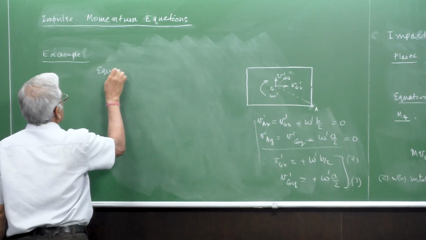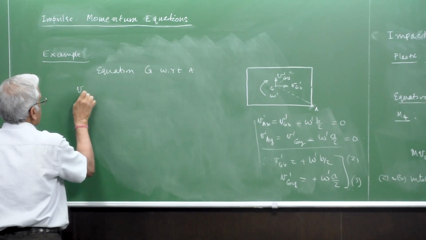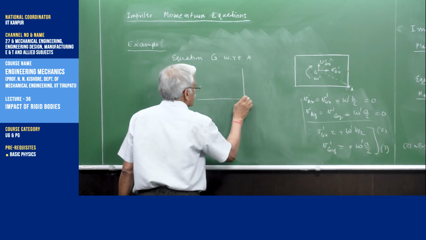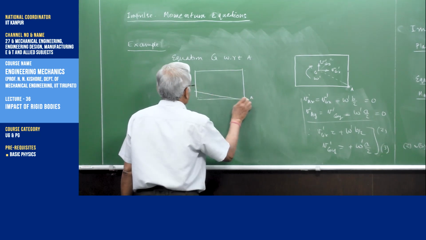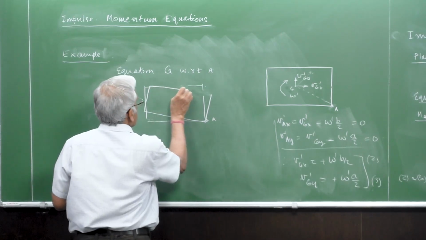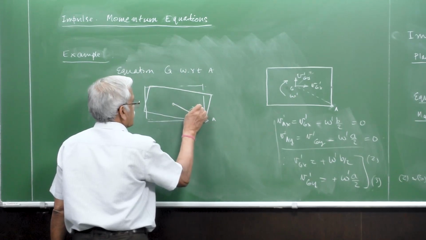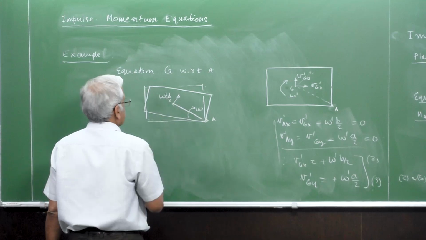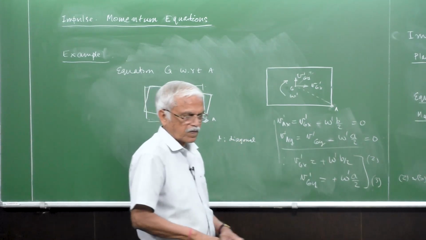Formulating the equation for G with respect to A, you have Vg prime in the sense that we know the point A is stationary, which means that the whole thing will be rotating about A. If this is omega, this is omega prime times d by 2, where D is the diagonal.